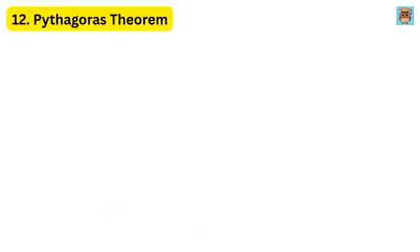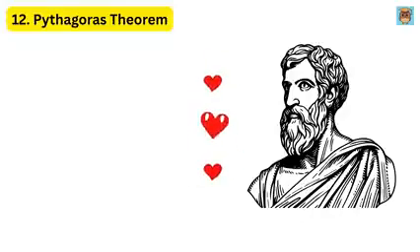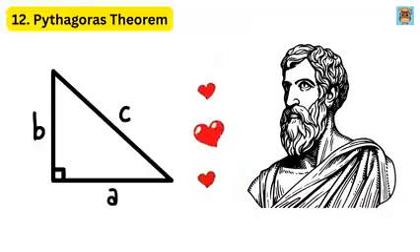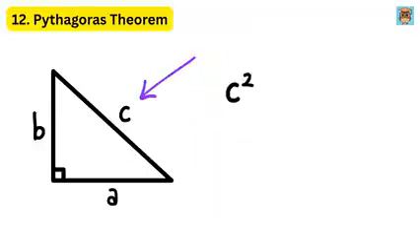Awesome! 12. Pythagorean theorem. This is the most widely known, most loved, and most useful rule in all of geometry. It applies to right-angled triangles and says that the square of the longest side, the hypotenuse, is equal to the sum of the squares of the other 2 sides.